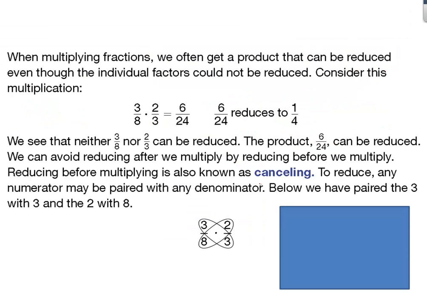So when we multiply fractions, we often get a product that can be reduced, even though the individual factors can't be. So this fraction can't be reduced, and this fraction can't be reduced. But once we multiply those, and we get 6/24ths, that can be reduced to 1/4. But there's a way of doing it before you multiply, so you're not dealing with this big number of 6/24ths. The way you do that is it's known as canceling.